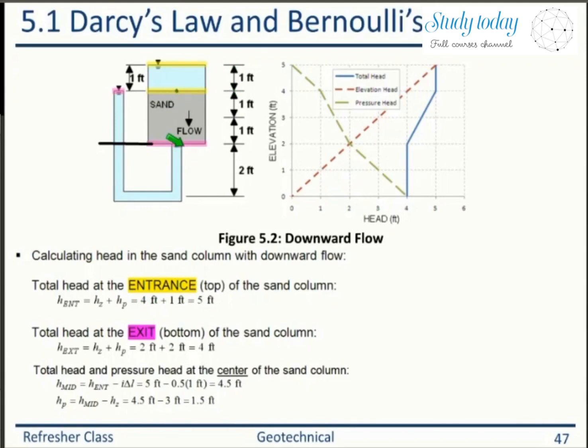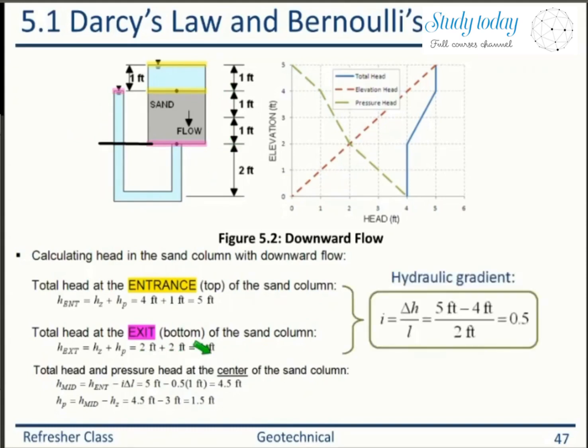At the bottom, your total head is elevation head plus pressure head. Elevation head is 2 and pressure head is 2. From here to here is 2, right? Look at here. So 2 plus 2 is 4. Therefore, hydraulic gradient I is 5 minus 4 divided by L, and from here to here is 2 feet, right? The L is 2 feet, which will give you 0.5.